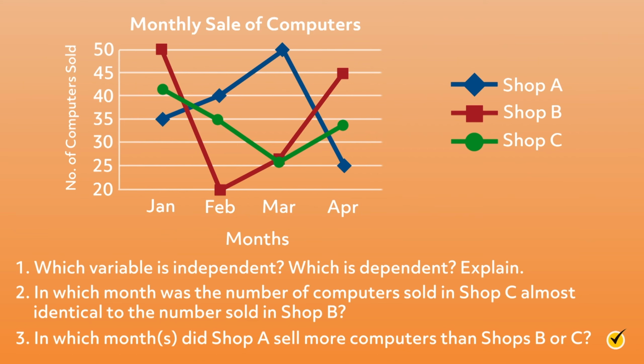In which months did shop A sell more computers than shops B or C? February and March. To find out when shop A sold the most, look for when the blue markers are higher than the green or red markers. Shop A sold 40 computers in February and 50 computers in March.